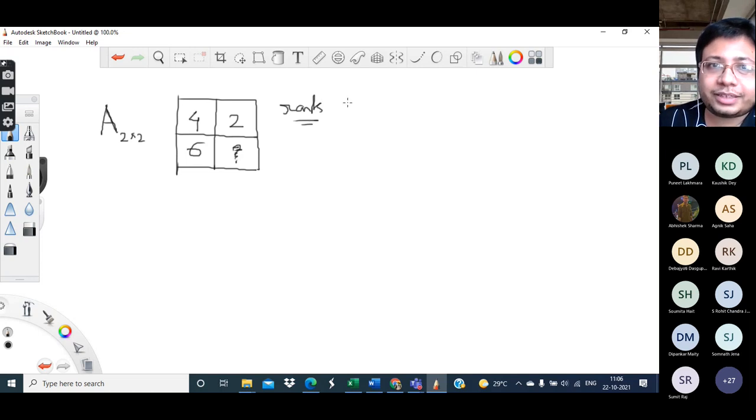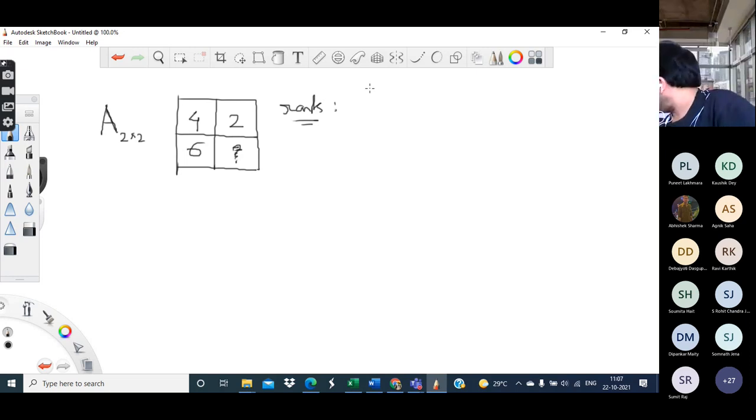If I tell you that this matrix has rank, so first of all, what do you think is the rank of this matrix? What can be possible values of rank of this matrix? 1 and 2. It can be either 1 or 2, right? Obviously it cannot be 3 or anything. So if it is 2, can you answer what this value is going to be?